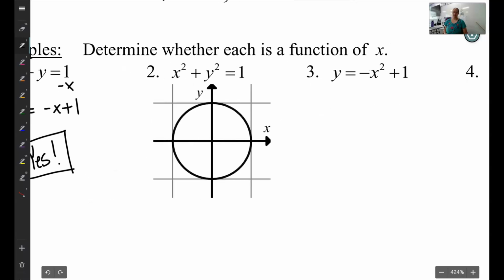Let's try number 2. Provided a nice little graph for you. You can very quickly see I can draw a line, hits the graph twice. So no, this is not a function.